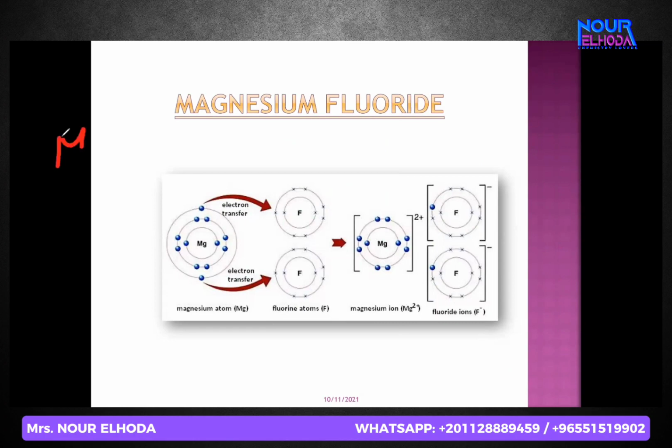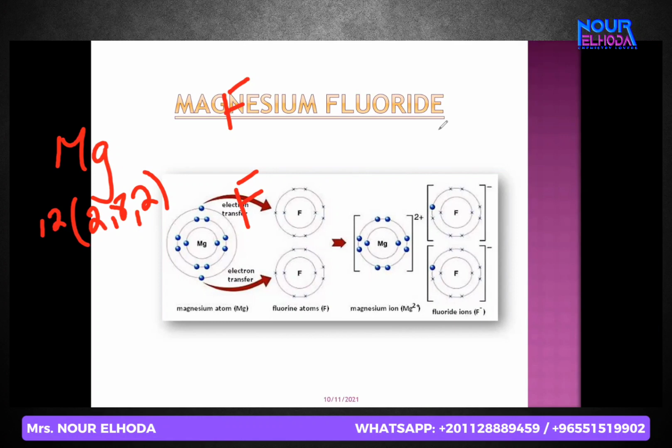Who can tell me how we will do it? Mg and F. Magnesium is 12, so it is in group 2A, 2, 8, 2. The fluorine is going to be 2, 8. The last one is going to be 7. Exactly. Like so, 2, 7 and 2, 7.